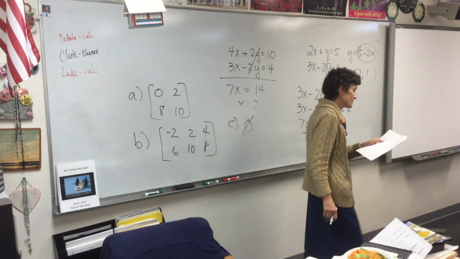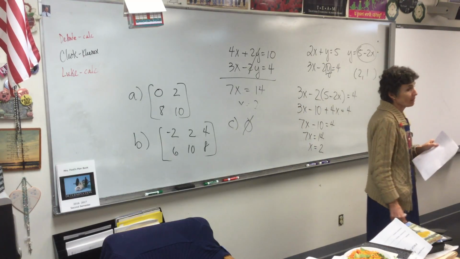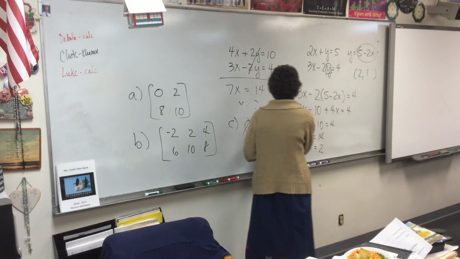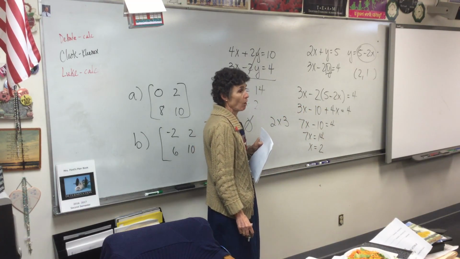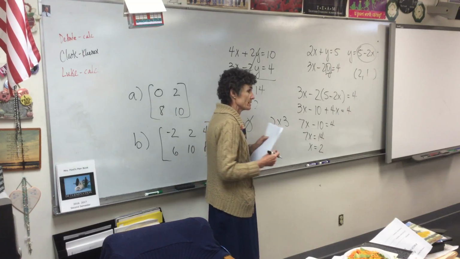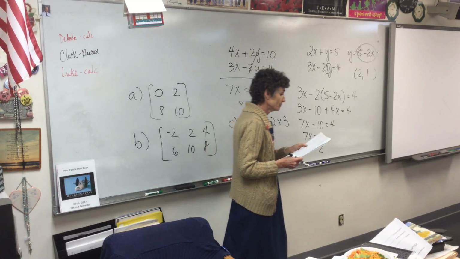What are the dimensions of C? 2 by 3. And we write that 2 by 3. Writing it any other way is going to be wrong. It's written 2 by 3. That's the dimensions.